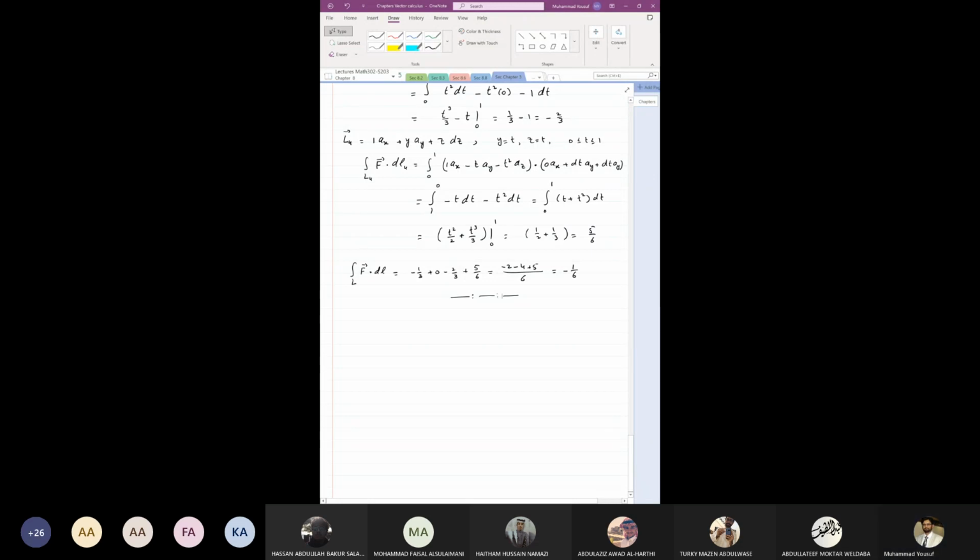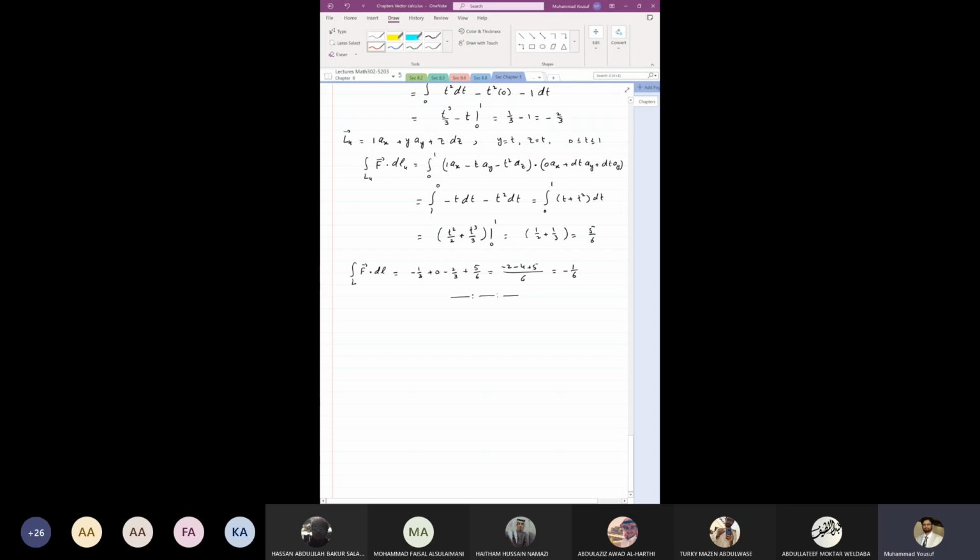Now, what does this quantity represent? It represents work done by a force. Work. We will see later, it should be written somewhere. Work.